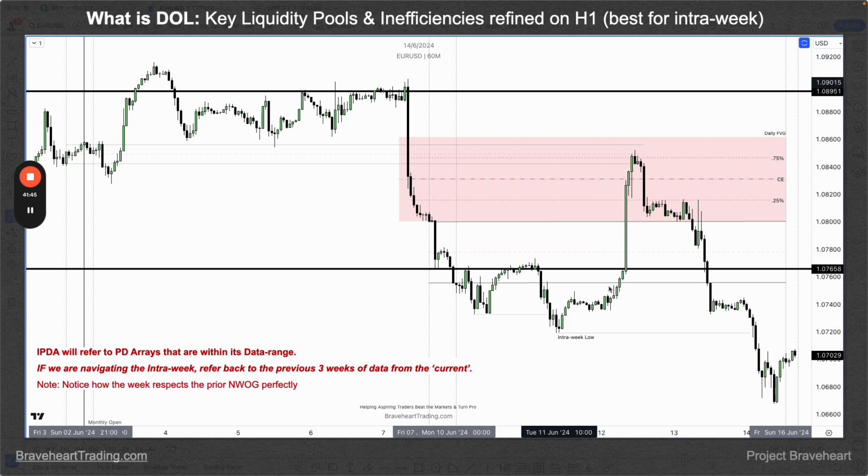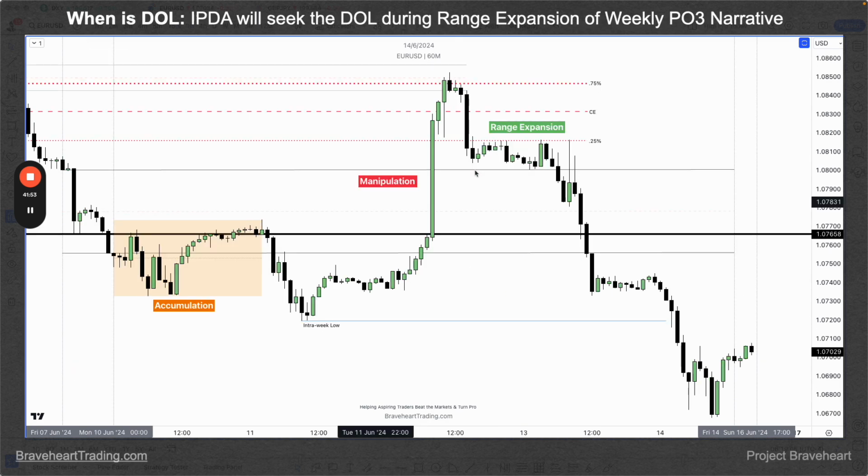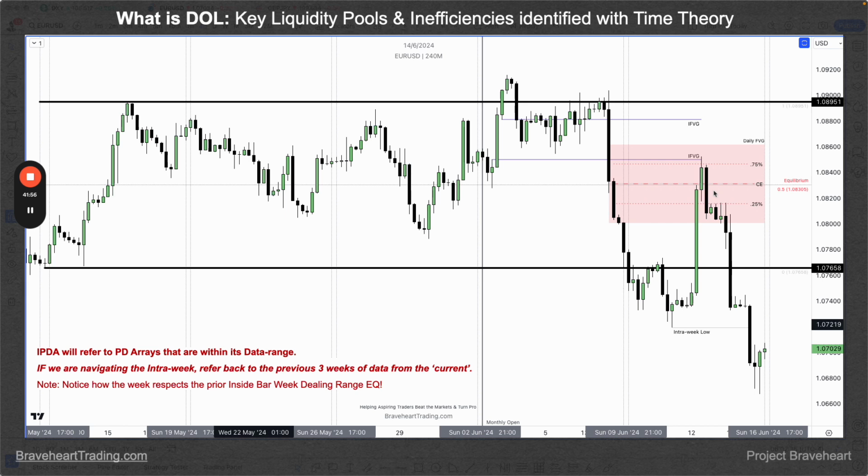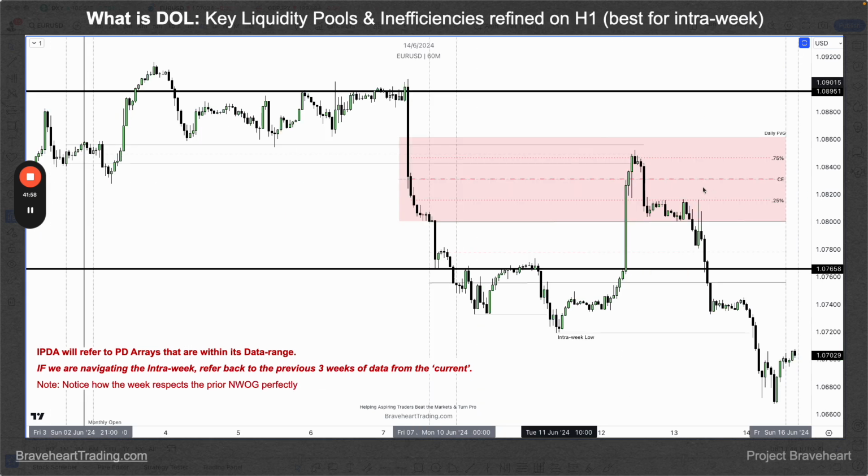So what is key? What is drawn liquidity again? And all of this here, we could just refine that on the 1 hour. So the 1 hour is best to refine PD arrays on the 1 week. But what we have here is basically the data range last week, daily fair value gap here. So we know it's key because it's found in last week as well.